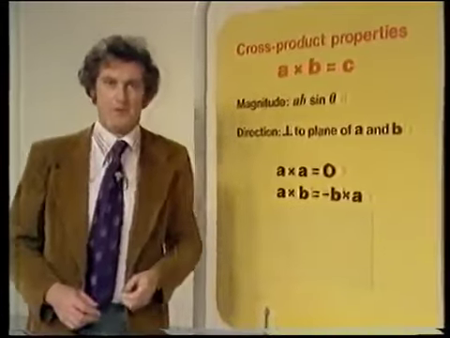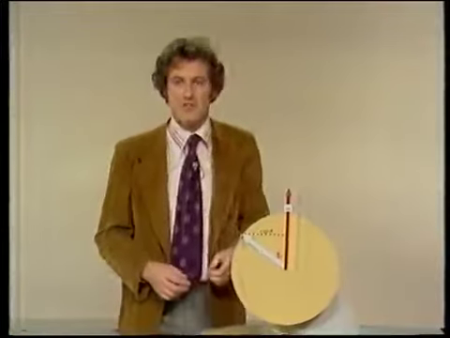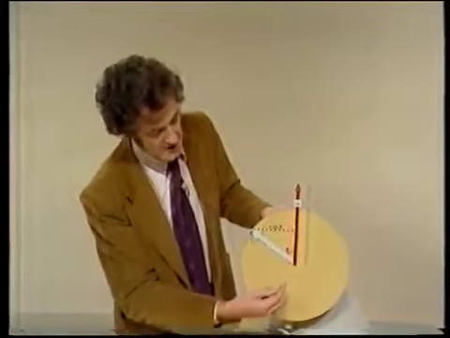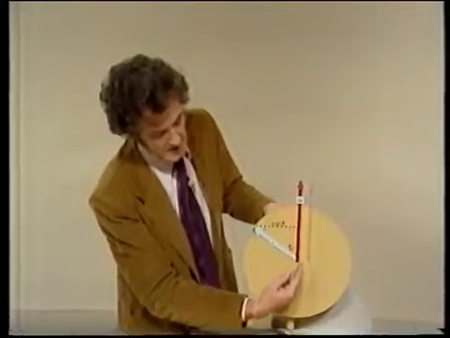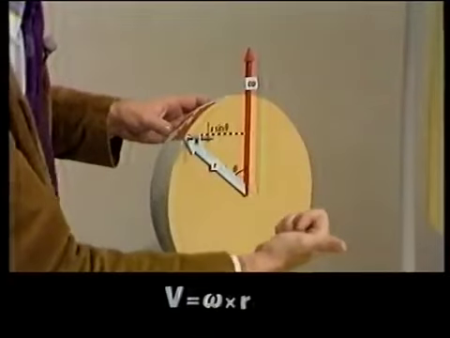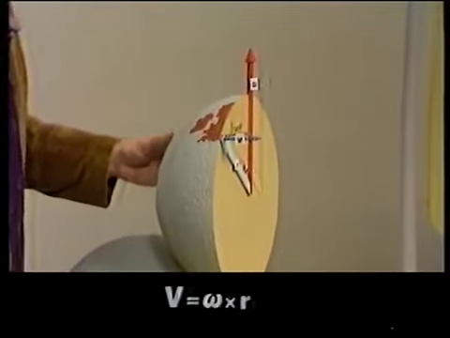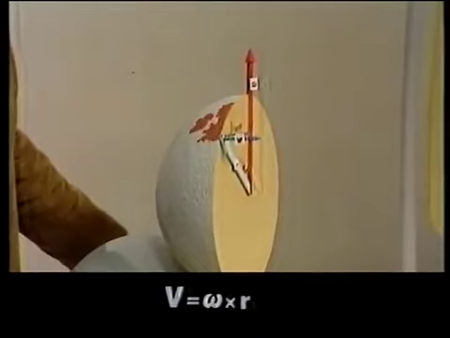Let's try the globe problem. Here we took V to be omega cross R. Omega that way, rotate that way to get to R, so it should be in this direction. That is the way we've got it. So in fact, we've got the sign right. If we'd written R cross omega, we'd have got it wrong.